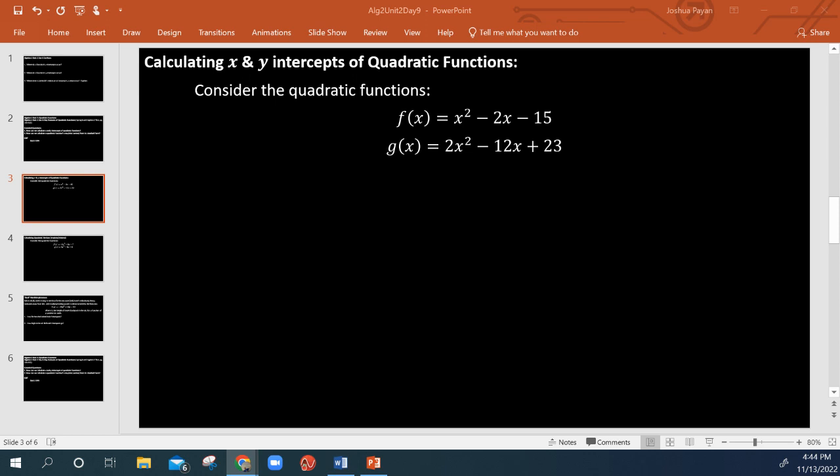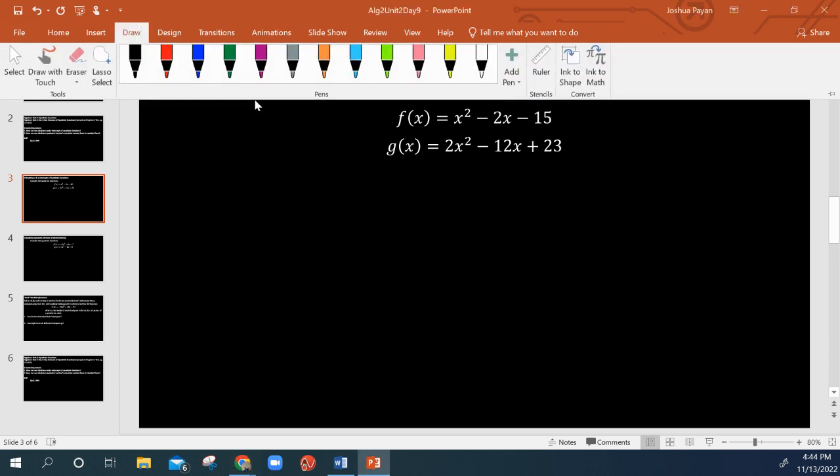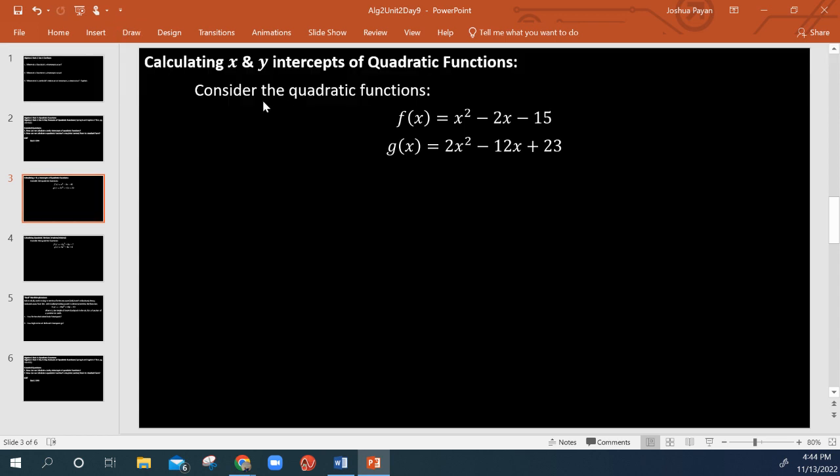All right, children. So very quickly in this video, I'm going to briefly go over x and y intercepts of quadratic functions. So in this first example here, we can easily get the x-intercepts of f of x by simply solving this standard form of quadratic, saying 0 equals x squared minus 2x minus 15.